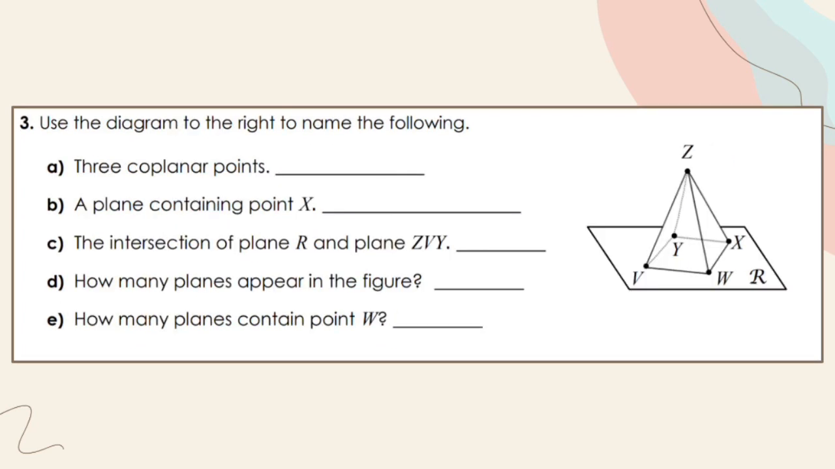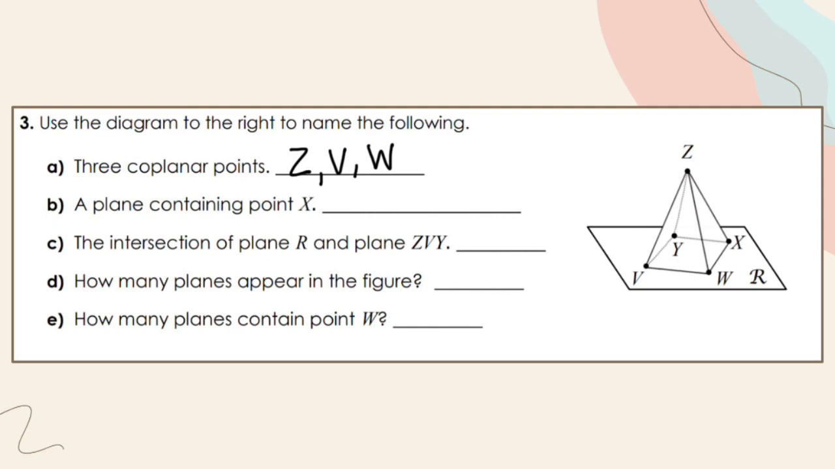Number 3 says to name 3 coplanar points. So coplanar means that they all touch the same flat surface. So an obvious one to me is ZVW. That's the front of our pyramid here. So that's what I'm going to put down. We have Z, V, and W. There are lots of correct answers to this though.